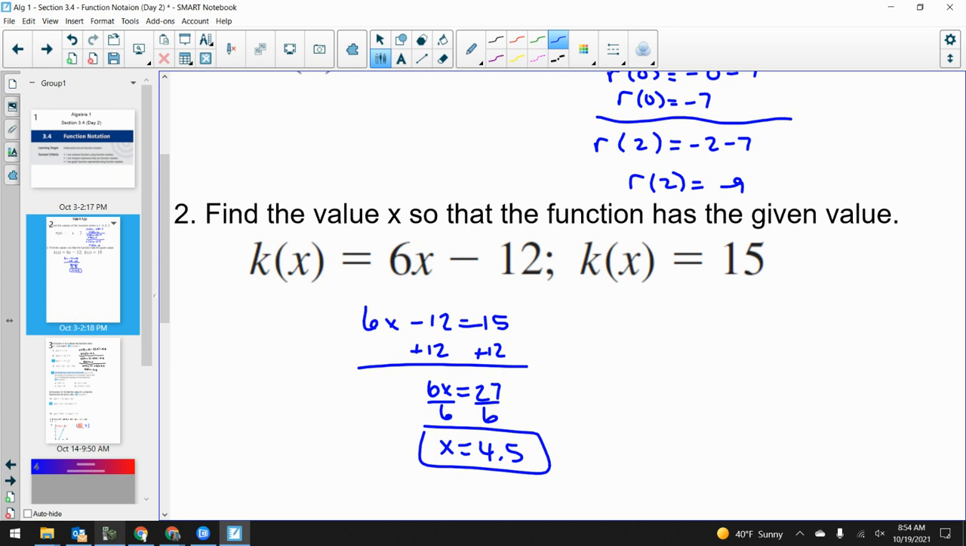Wouldn't you write kx equals 4? No. K of x means that's the output value. Oh, k of x is synonymous to y. Okay. And I'm looking for the x, not the y. K of x is 15, and I want to know what x is when that gets me 15. Oh, okay. All right.